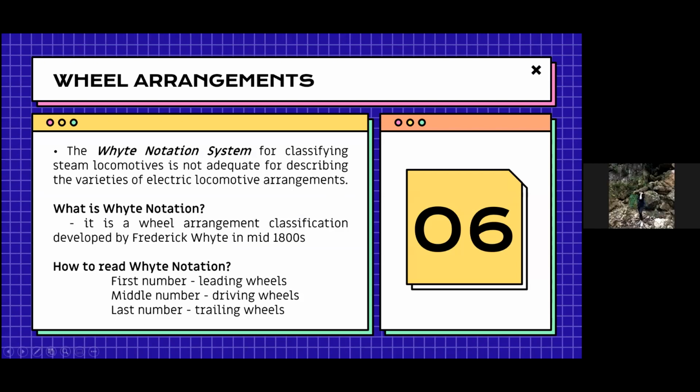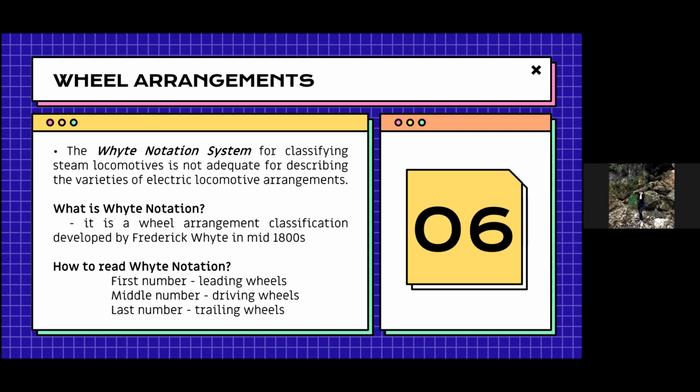Hello. So for wheel arrangement po, meron tayong dito dalawang pag-uusapan. Una is yung white notation system and then yung UIC classification system. First is yung white notation system. The white notation system for classifying steam locomotive is not adequate for describing the varieties of electric locomotive arrangement. Sabi dito, hindi daw sapat yung white notation system para i-describe yung wheel arrangement ng electric locomotive.